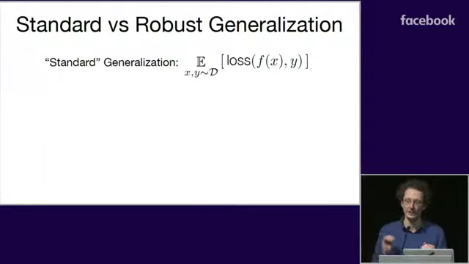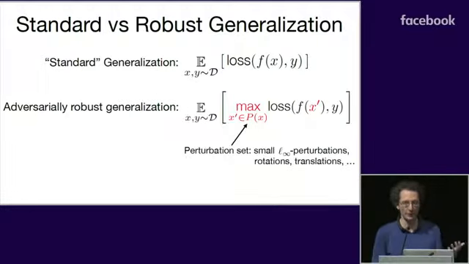So even if your standard risk is very low, it can still be very vulnerable to adversarial examples. Because when we talk about adversarial robustness, what we're really talking about is this type of definition. We still have an expectation, an average over points from our distribution D, but now before feeding the data point X into our classifier F, we first let the adversary act on the data points.